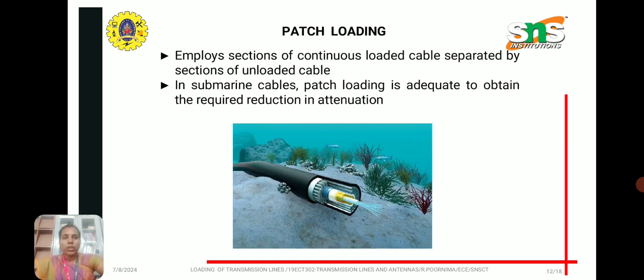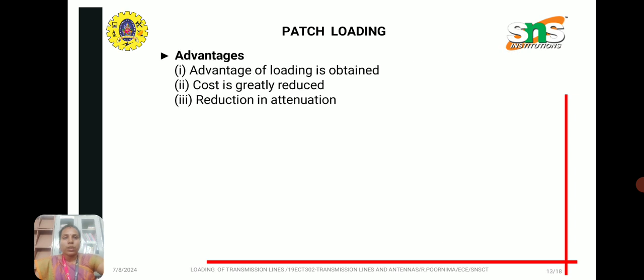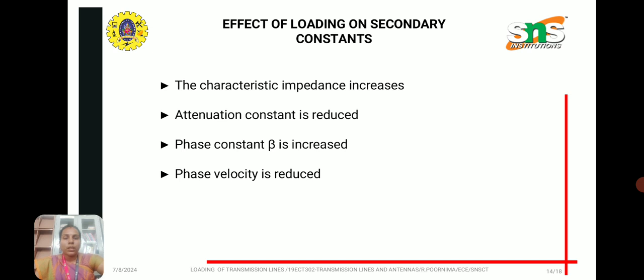Next is patch loading. It employs sections of continuously loaded cable separated by sections of unloaded cable. For example, in submarine cables, patch loading is adequate to obtain the required reduction in attenuation. The advantage of patch loading is that cost is greatly reduced.